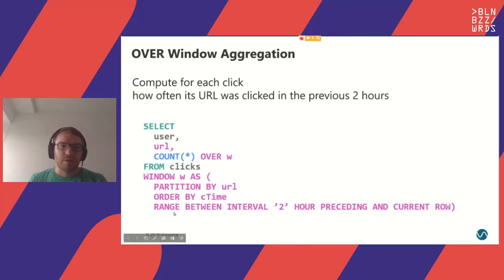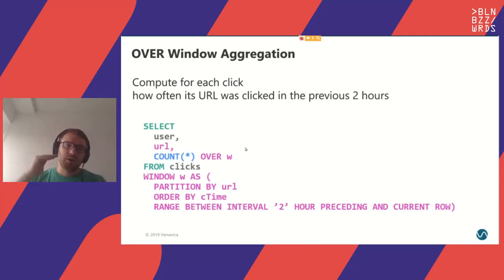And then you can perform a range that depends on how the data is ordered. And the partition basically tells which data is included into this partition. Here we define the range as between interval 2 hours preceding and the current row. So when you think of a row, it will perform a computation here, and we say we want to perform a count aggregation over this window.